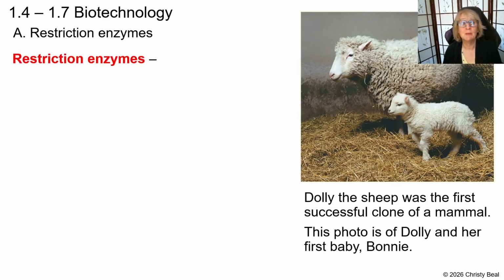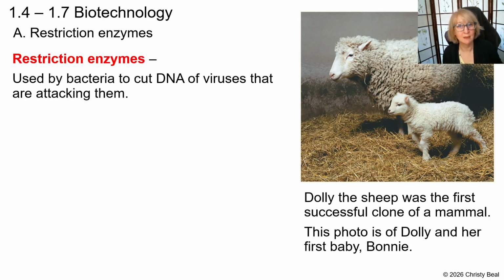I want to talk about some of the big things that make biotechnology, or the modern understanding of how we can manipulate genetics, worth it. One of the biggest advances is the understanding of restriction enzymes. So restriction enzymes are enzymes. They are proteins that make reactions happen either faster or within the lifespan of the organism using less energy.